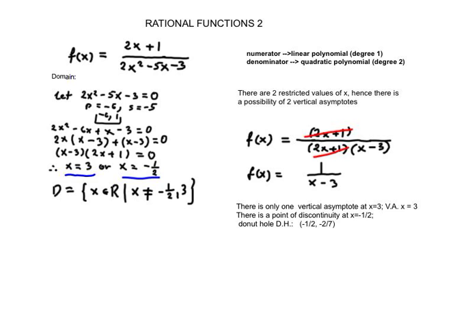-1/2. So I have two restricted values in the domain, which means possibly there are two vertical asymptotes here, possibly. And further down on this side of the screen, as you see, if I rewrite the denominator as a product 2x plus 1 and x minus 3, all of a sudden I see two identical factors.